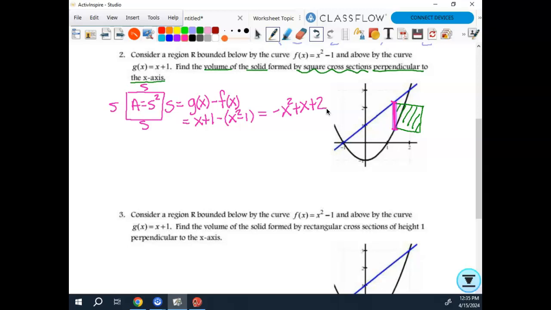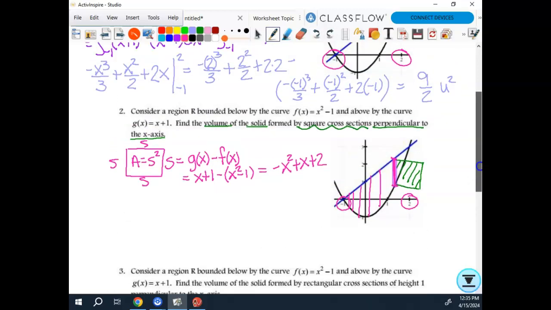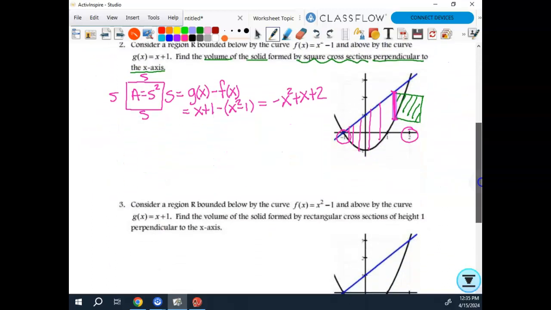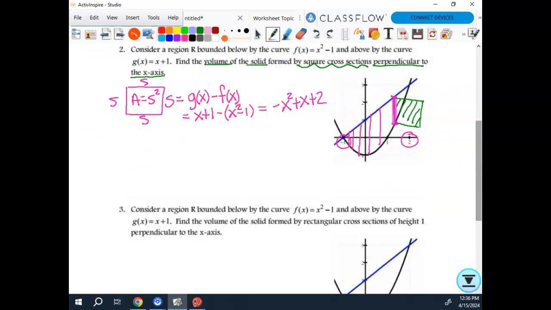Okay. Now that's the area of one square. I want all of those infinite amount of squares that I can stack in here to create my volume, right? So that means I want every square I can get from negative 1 to 2. We wanted area here, so we integrated the distance between the two. I want volume here, so if I want volume, what do I integrate? The area. So I'm going to integrate the area of these, which means I'm still going from negative 1 to 2.